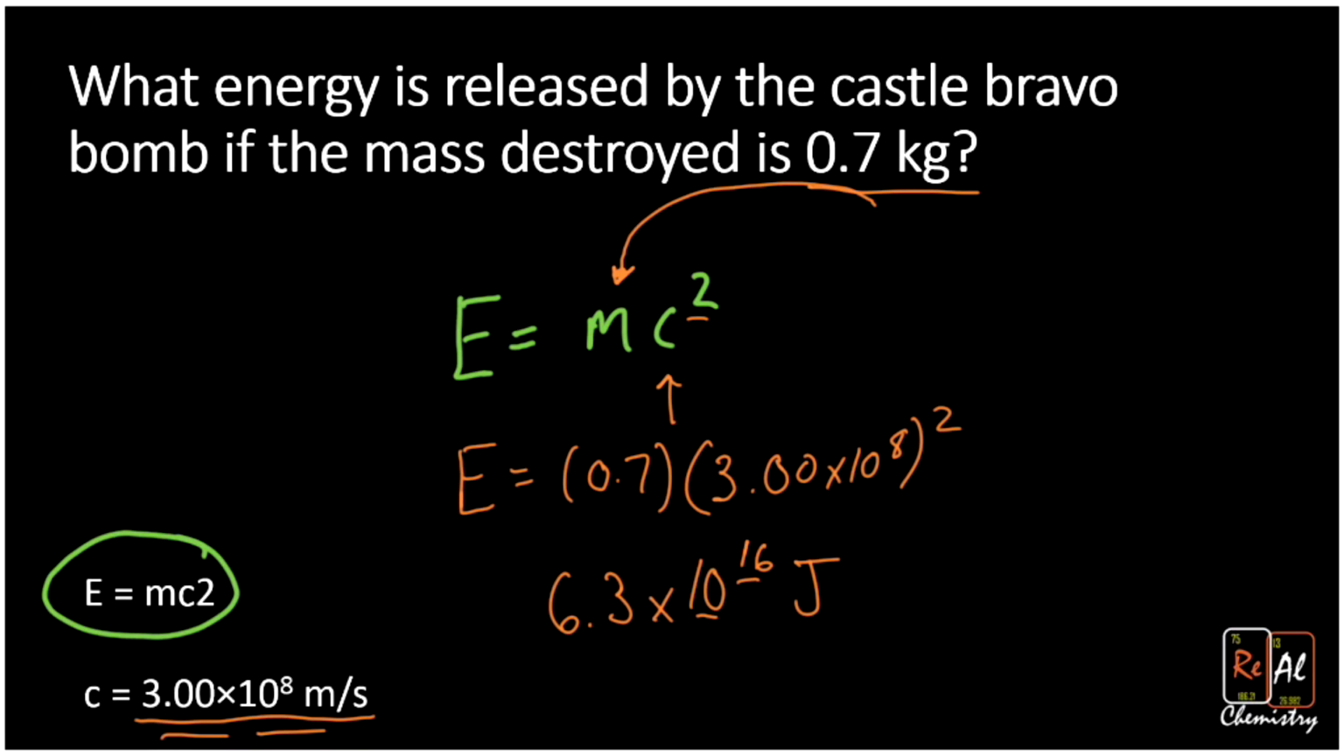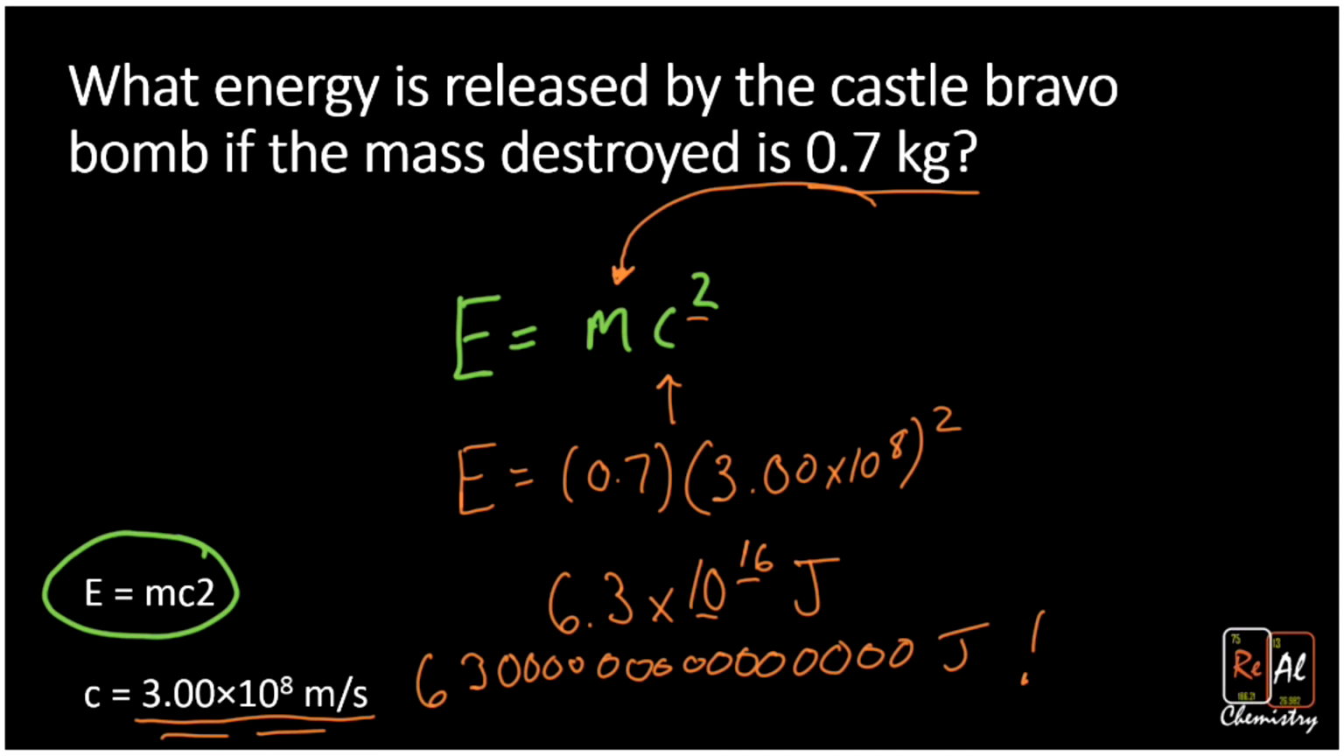So if I write that out in standard notation, then I'm going to write my 6.3, and now I have to add 15 more zeros. 1, 2, 3, 4, 5, 6, 7, 8, 9, 10, 11, 12, 13, 14, 15 joules.